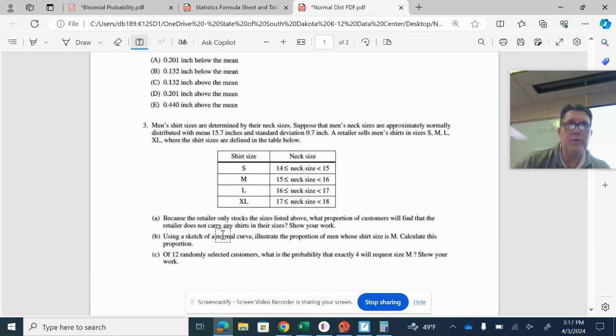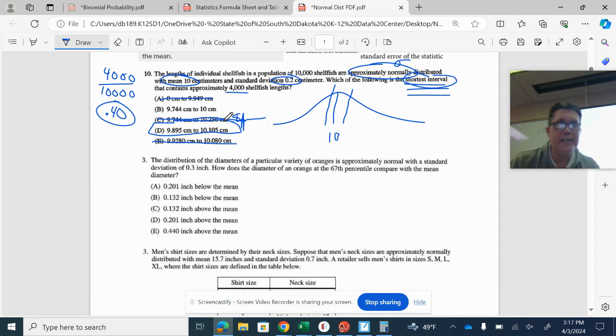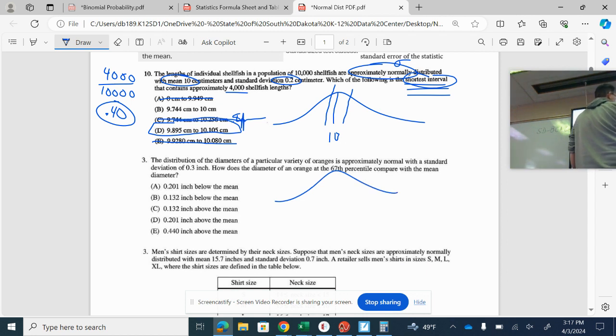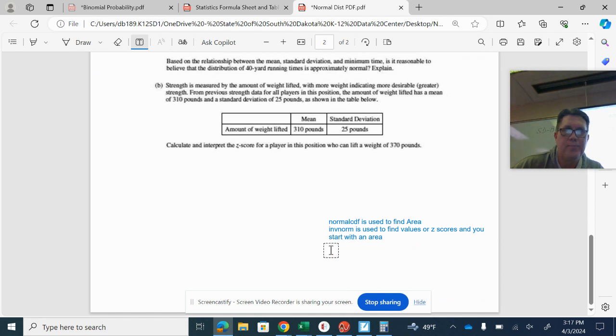Because as we do this next one, it says the distributions of diameters of a particular variety of orange is approximately normal, okay? Normal with a standard deviation of 0.3. How does the diameter of an orange at the 67th percentile compare? So one more note I want to put down somewhere on the page.